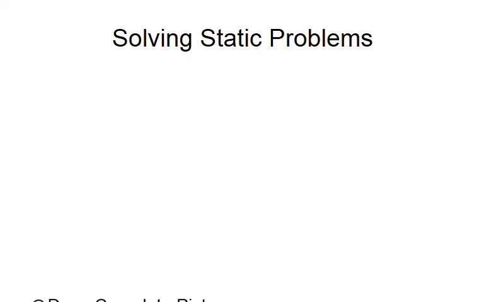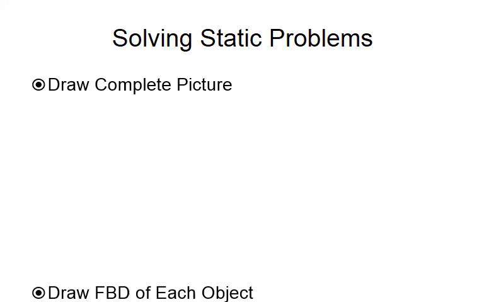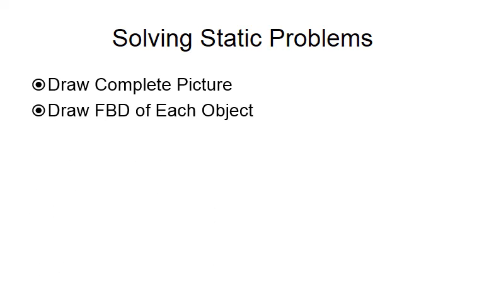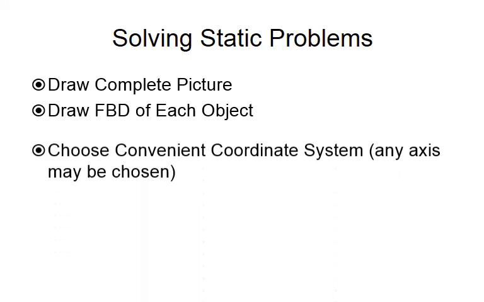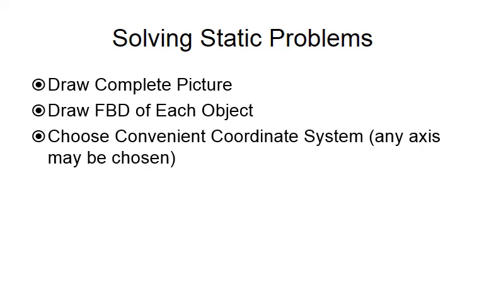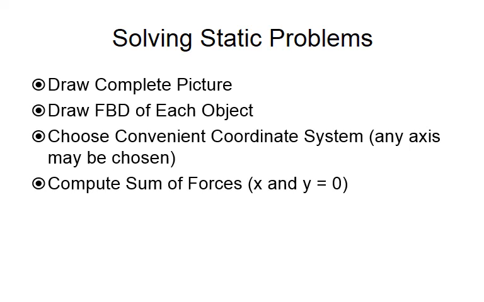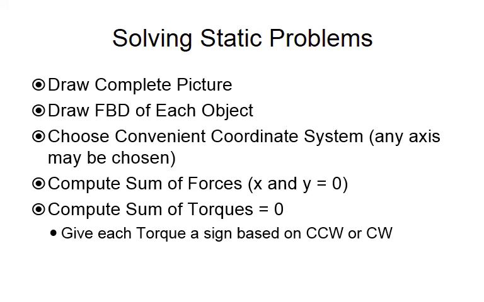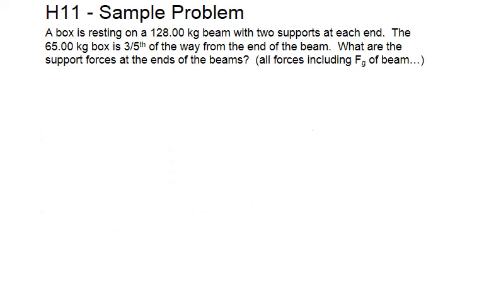When solving static problems, we'll first draw a complete picture, look at the free body diagram of each object in question, and then choose a convenient coordinate system. And we'll look at how there are certain axes that are going to be helpful for us. Complete the sum of the forces, x and y, and they'll equal 0. And then the sum of the torques will add up to be 0 as well.